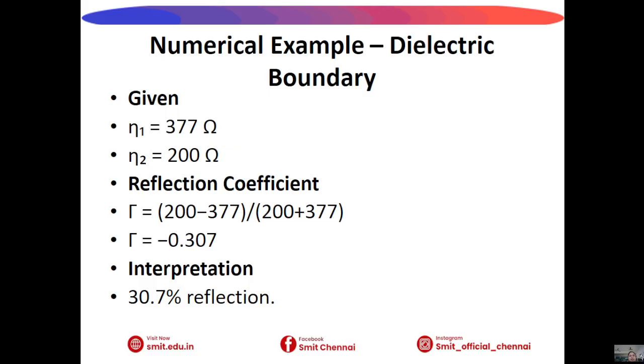Next, we see a numerical example for the dielectric boundary. Consider a wave traveling from air, whose intrinsic impedance is 377 ohms, into a medium with intrinsic impedance 200 ohms. Substituting these values into the reflection coefficient formula gives a value of approximately minus 0.307. This indicates that about 30% of the wave amplitude is reflected while the remainder is transmitted.